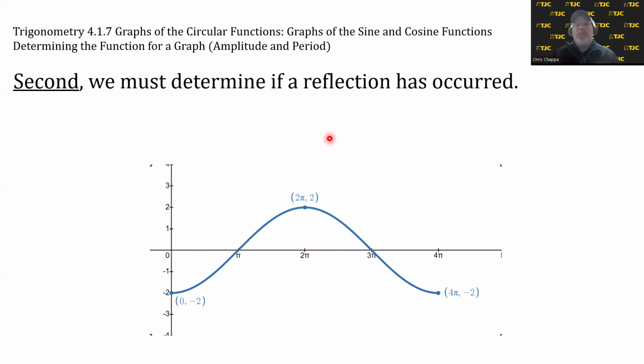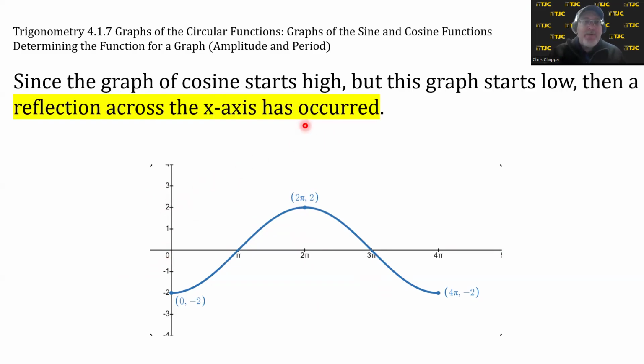Second, we must determine if a reflection has occurred, and this is where we address the fact that this starts low instead of high. Since the graph of cosine starts high, but this graph starts low, then a reflection across the x-axis has occurred.